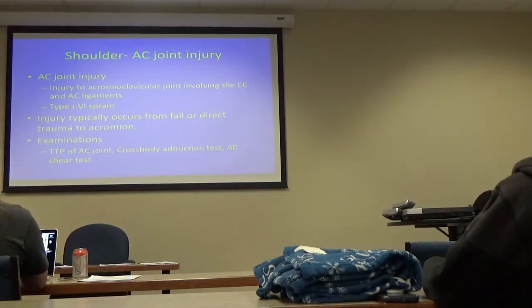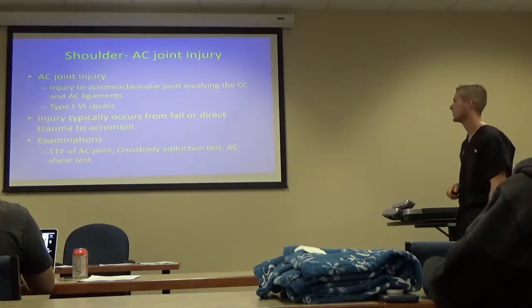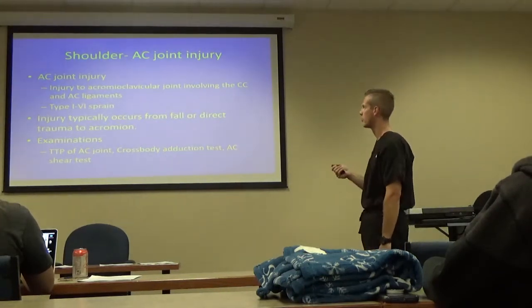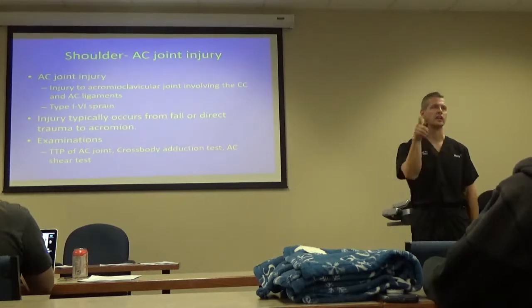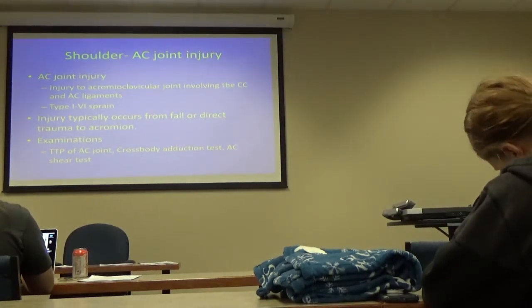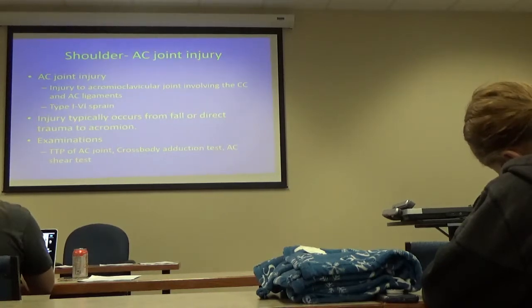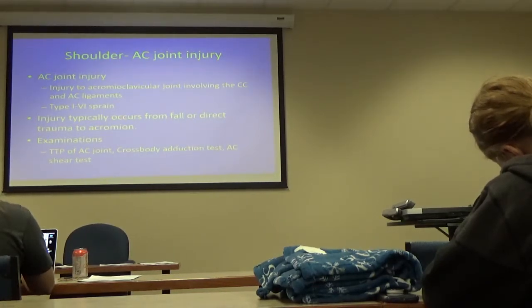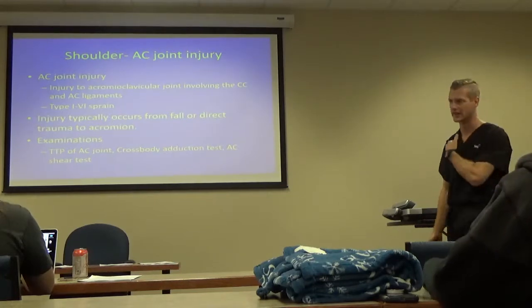AC joint injury, injury to the acromioclavicular joint, coracoclavicular and AC ligaments. There's type 1 through 6 sprains. It's in the notes that I sent out. They'll talk more specifically about the different types of sprains. That's more of a specific upper extremity orthopedic type question. I don't think you're really going to get that on your exam.